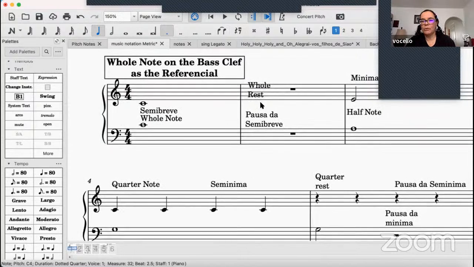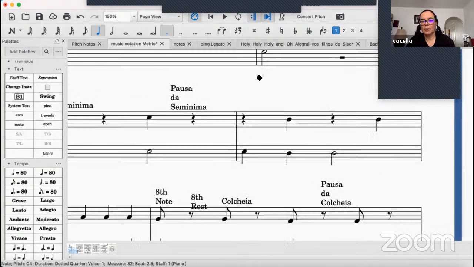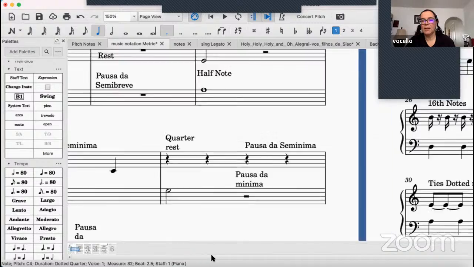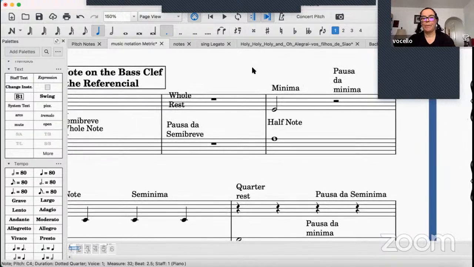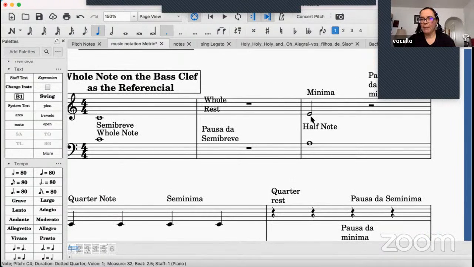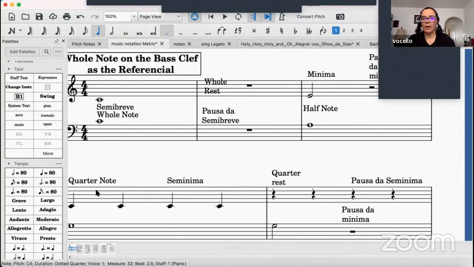One whole note is equal to 2 half notes. One whole note is equal to 4 quarter notes. One whole note is equal to 8 eighth notes. One whole note is equal to 16 16th notes. Which means the half note is going to be the double of the speed in relation to the whole note. The quarter note is going to be the quadruple of the speed regarding the whole note, and the quarter note is going to be the double of the speed of the half note.